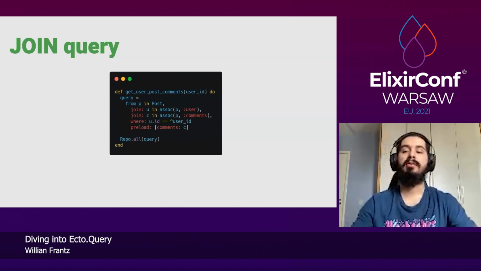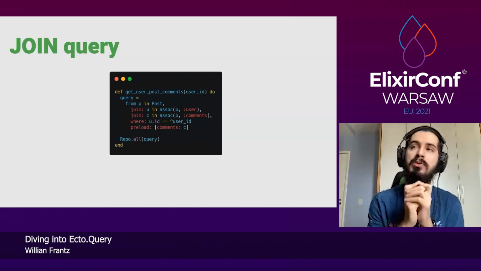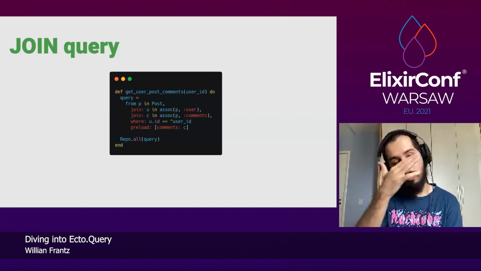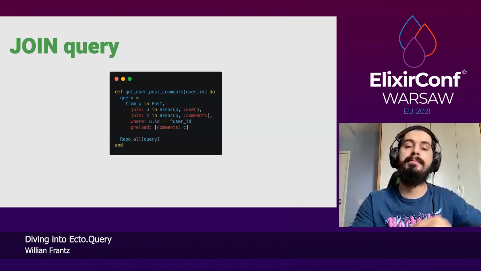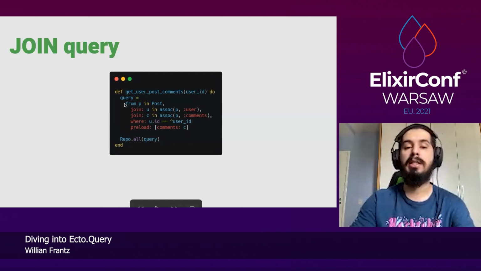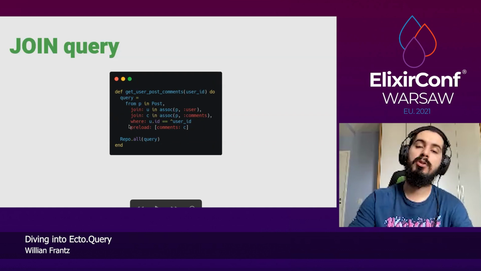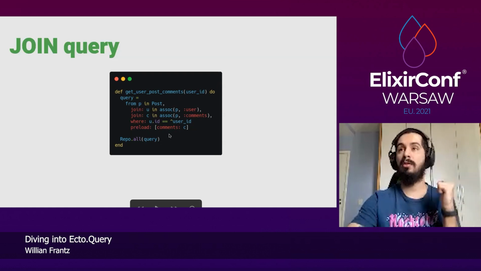So now let's say we have a user, and a user has many posts, and those posts might have many comments. So let's say we want to bring posts from the user with the comments. In this case, we will select everything from posts, joining with the user, and joining with the comments. So I will query over this user ID that I'm passing into the arguments, and I am using the preload here.